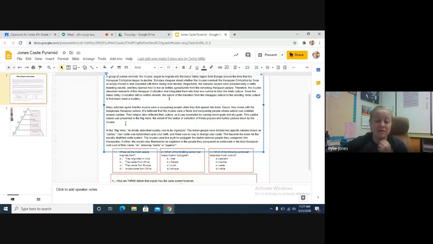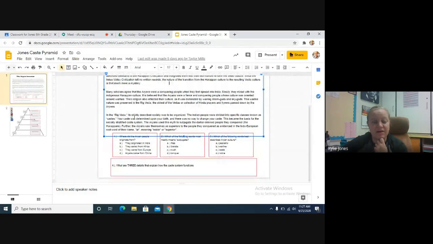So they're kind of an aggressive culture. Even their gods are fighting each other. So they're just kind of constantly in war. Then finally, the Rig Veda strictly described how society was to be organized.